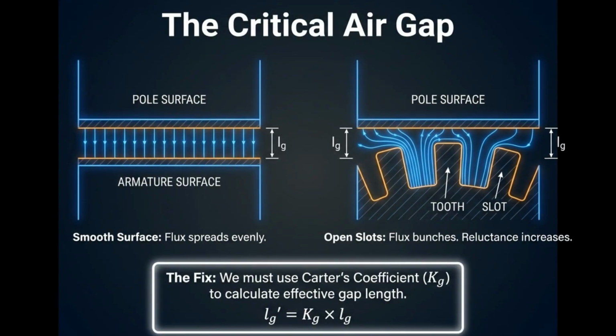The air gap is critical. In machines with open slots, the flux bunches, increasing reluctance. Carter's coefficient is used to calculate the effective gap length, ensuring accurate magnetic circuit design.